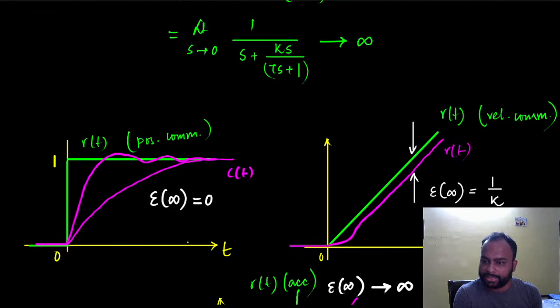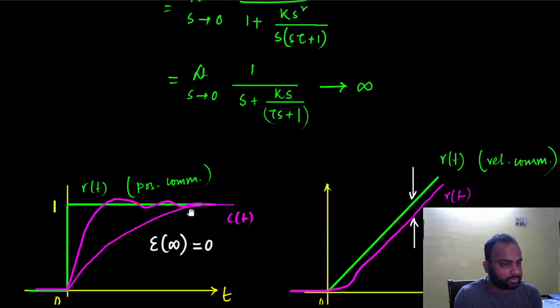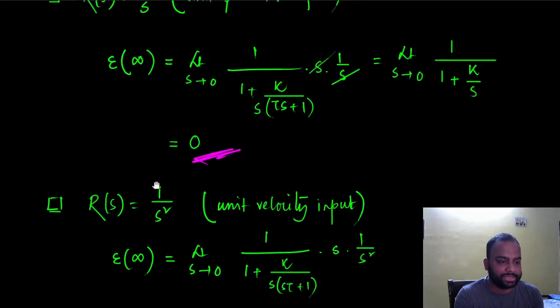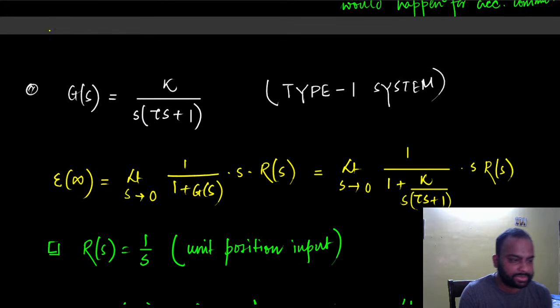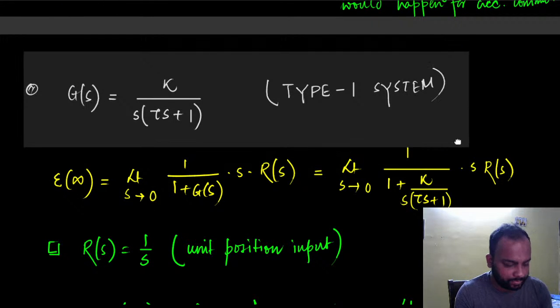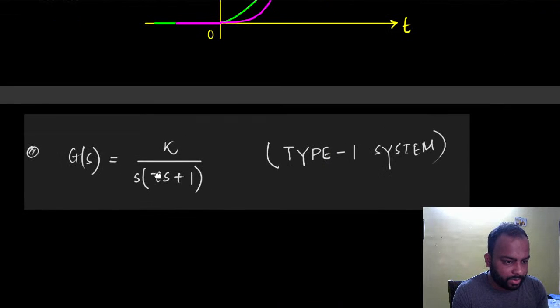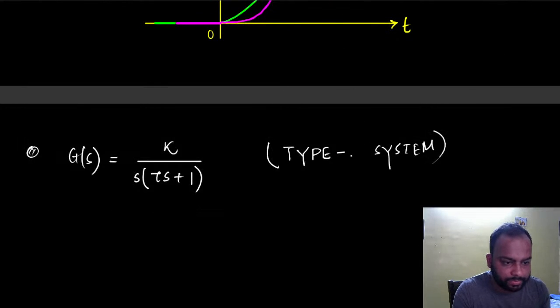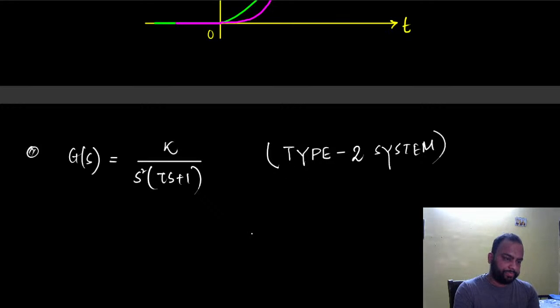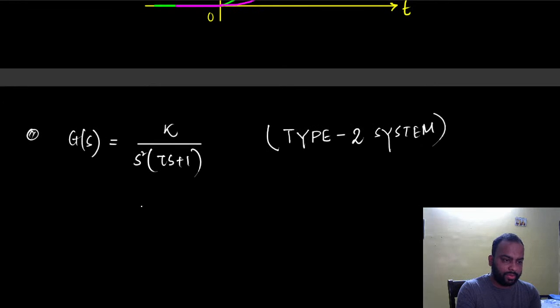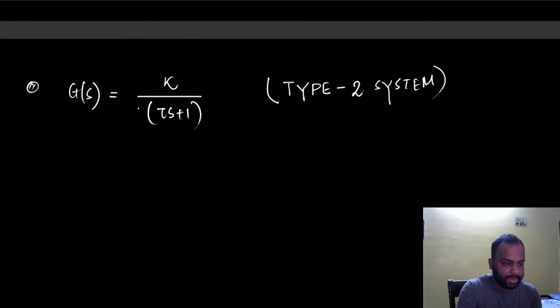All right, so I think that's understood. So this is called a type 1 system. Again, just keep in mind we are only talking about the forward path transfer function. And now let's write down a type 2 system. You might have already noticed what we are doing here. That's an S square. I think the S square is visible properly. Just make it bigger.